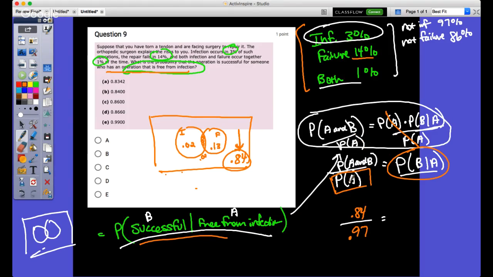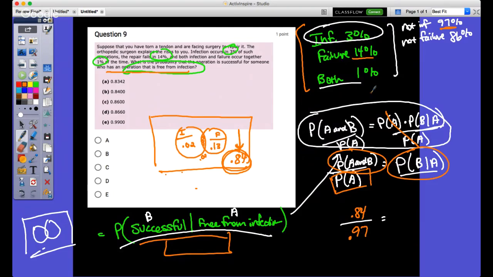And when I divide it, probability of A, as I match it up right here, is the one that's free from infection. We said that was 0.97. I felt like we were pretty good there. This one, it just took a little bit of kind of probing and using the Venn diagram to identify, oh, this is the probability that you would not have an infection and not have failure, or that both would be successful. That's probability of A and B. That's a tough one. I think that that's a tricky one there.